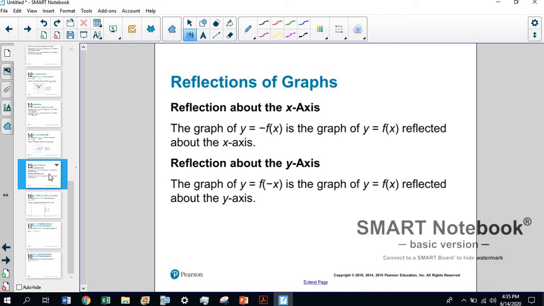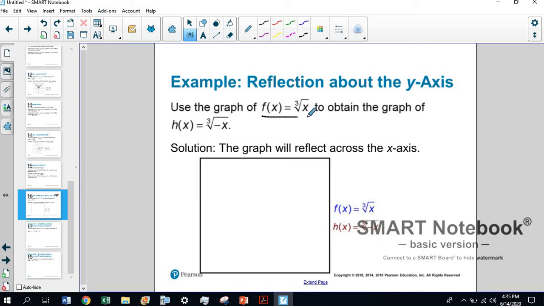The third possible change in your graph that we're going to focus on is a reflection. A reflection about the x-axis means the y is being changed, and so it happens outside the function. A reflection about the y-axis means the x is being changed, which means it happens inside the function. Okay, so reflections just take everything on one side and move them to the other.